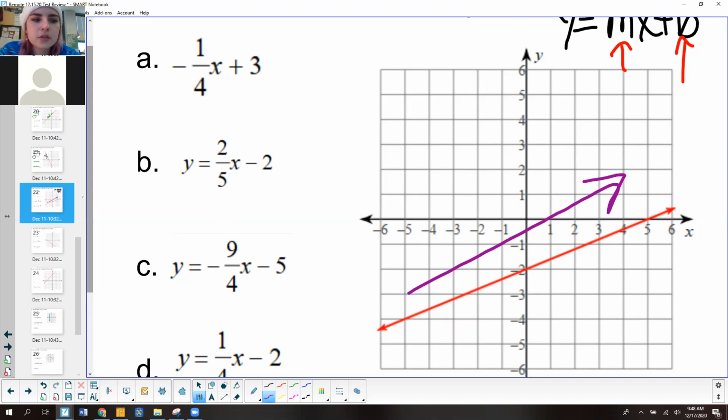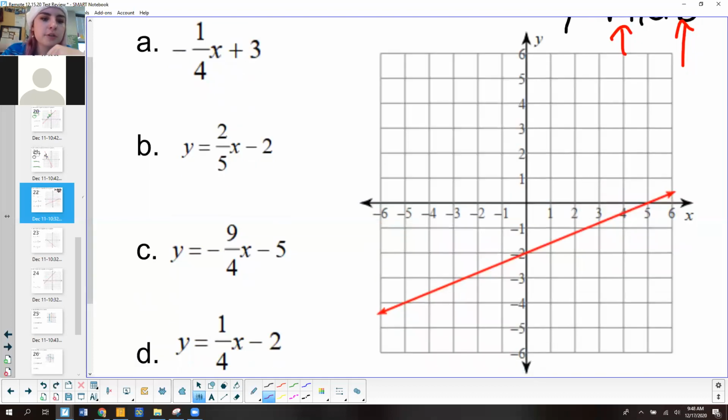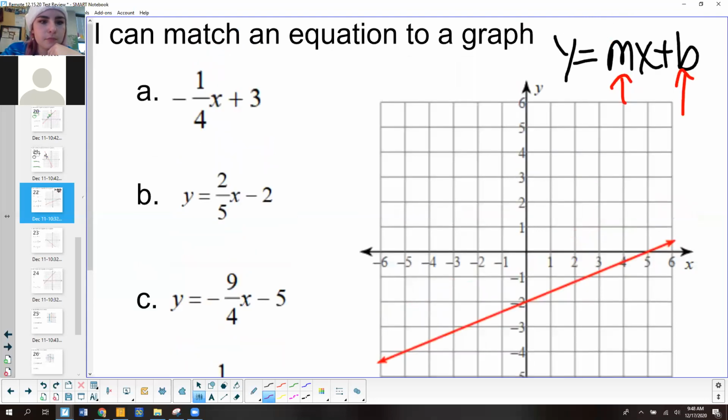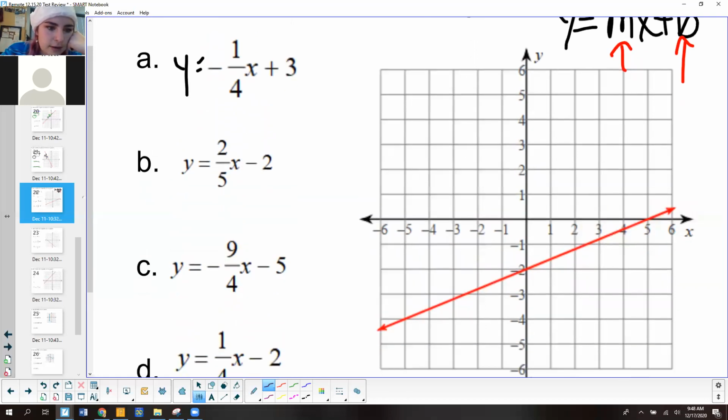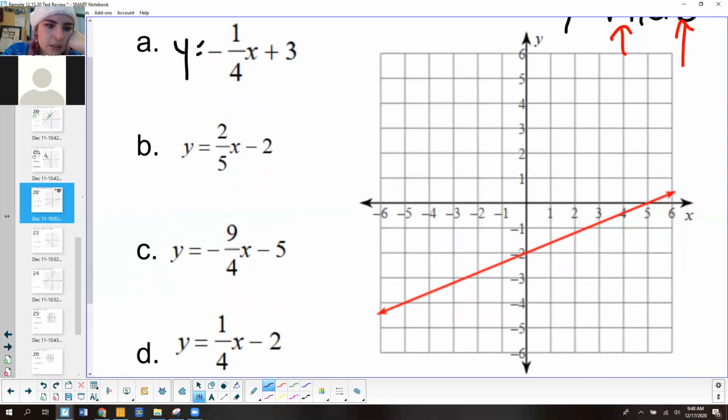Awesome, guys. So it's going to be a positive because it's going up from left to right. So that's going to be a positive line. So if I know it's positive, I can go ahead and cancel out two of my options already. So look at our options. If we're looking for a positive slope, which ones can I cancel out? Remember, we're looking at m. Which ones can I cancel out? Oh, I guess I didn't crop the y with this one. Sorry. So which ones can I cancel out if I'm looking for a positive slope?